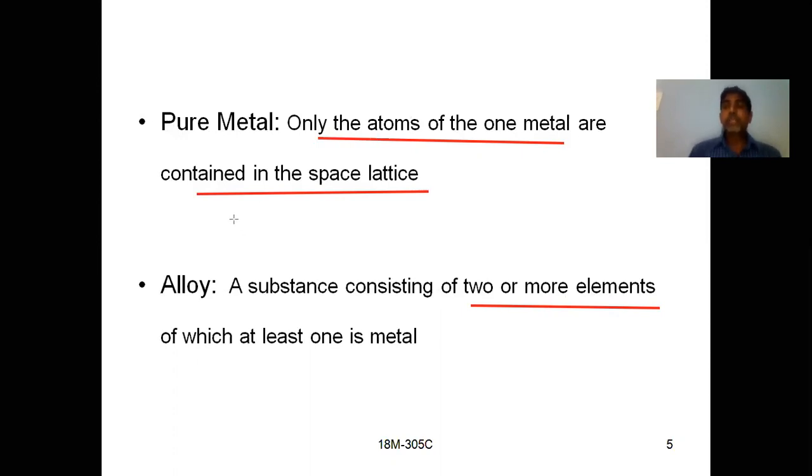In the examination, they will ask: define pure metal and alloy, and what is the difference between pure metal and alloy. Are you able to answer this? How will a pure metal be? All the atoms in a pure metal belong to one metal only, whereas in an alloy you have two or more elements, but among them one element should be a metal. Then only can we say it is an alloy.